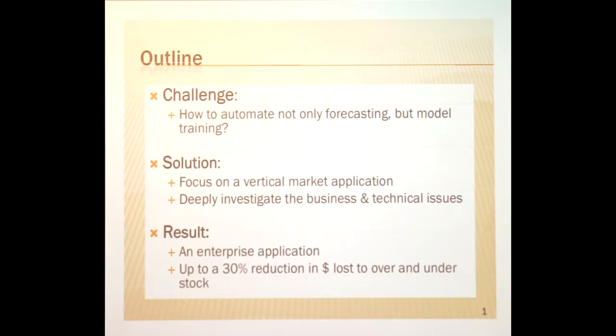And so part of the solution was focusing on a narrow vertical market application. So it couldn't be tied specifically to data field names, but the types of fields you were working with were things in the retail supply chain. It wasn't things like stellar data. I'm not trying to generalize that broadly, so have some kind of domain focus. And so the result was an enterprise application called ELF, Event Lift Forecasting. And we had up to a 30% reduction in the dollars lost due to over and under stock.